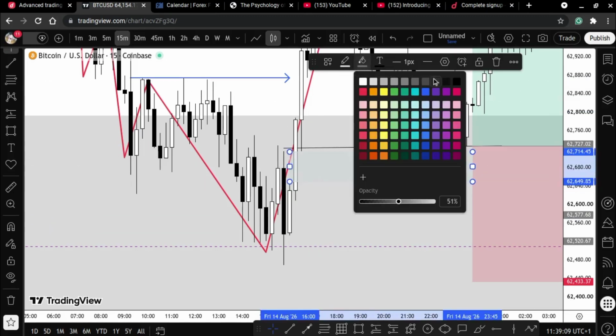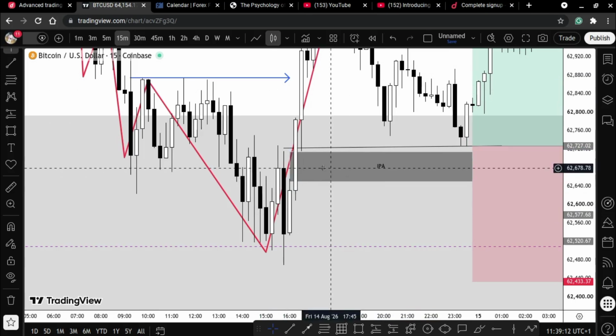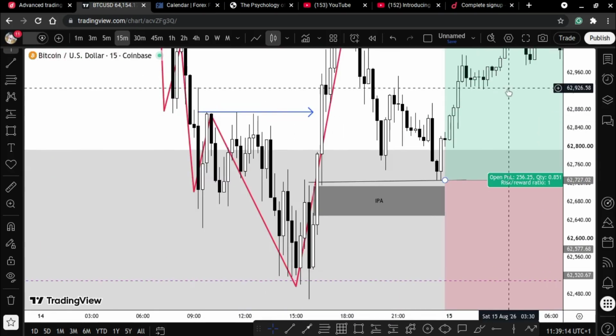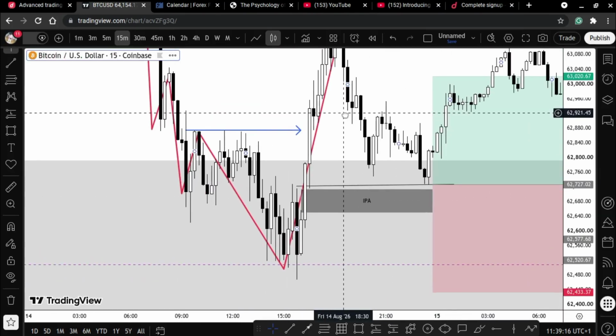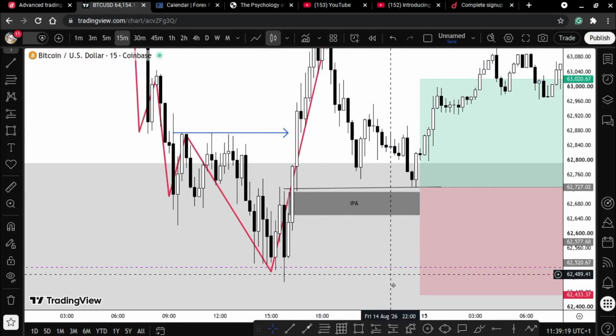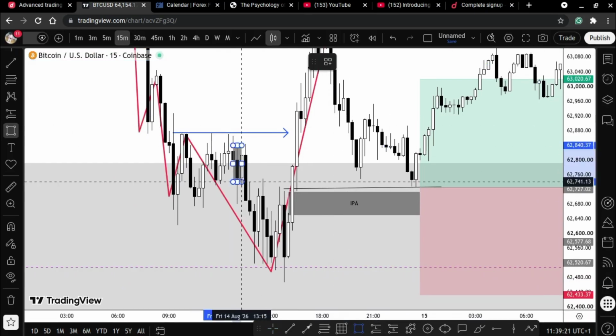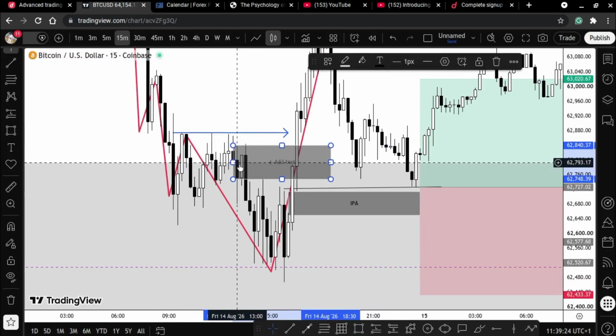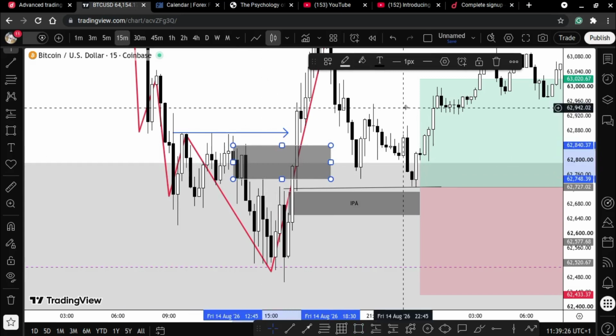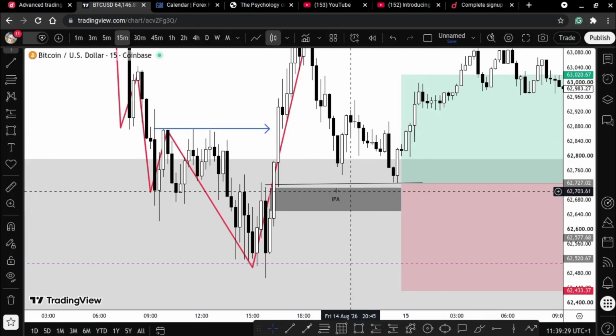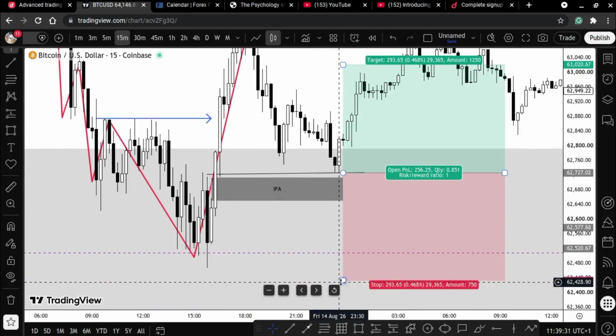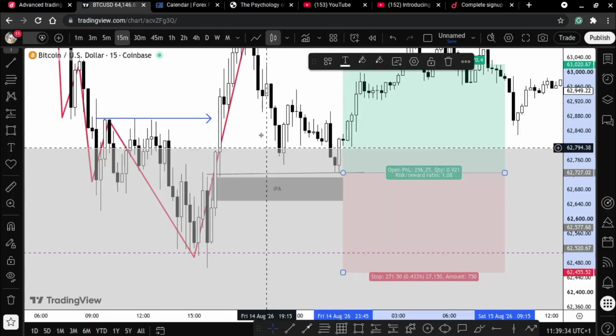Let me change the color a little bit. So price can come to fill up that imbalance and then create the buy. So for me, I would have entered there. Another place I would have entered is off this zone right here, because a lot of price pull happened around that point. But to be safe, I will just enter around there and then place my stop loss just below this place where we had the market shift.